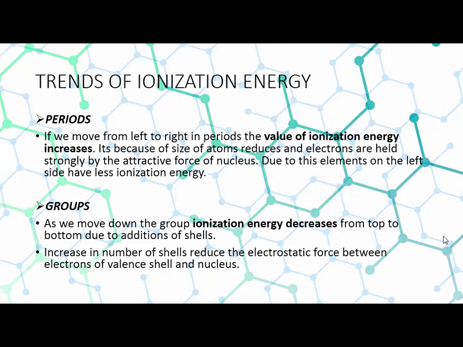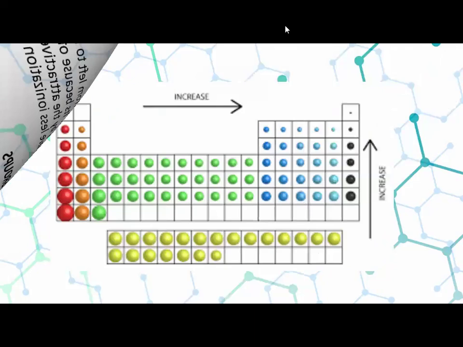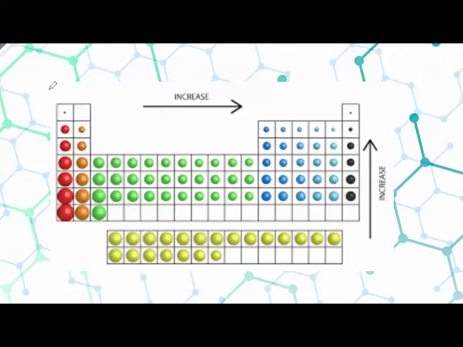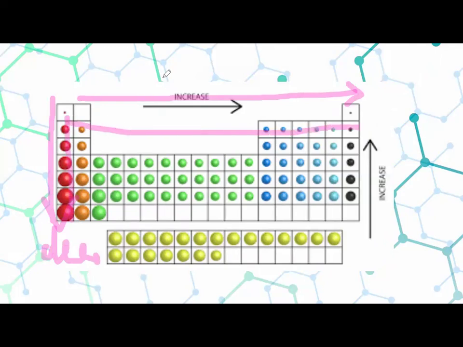Now moving towards the trend, here you can see that in the period the ionization energy increases, and down the group the ionization energy decreases, because we have seen that the atomic size increases down the group, and in the period the atomic size decreases. Therefore, in the period the ionization energy increases.